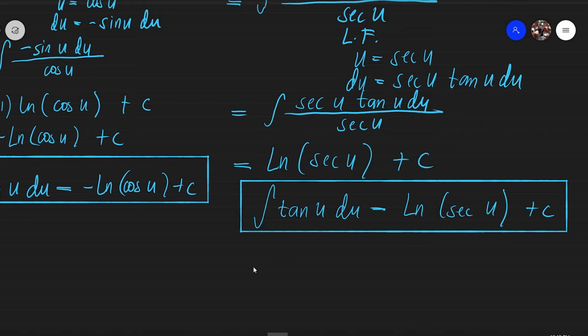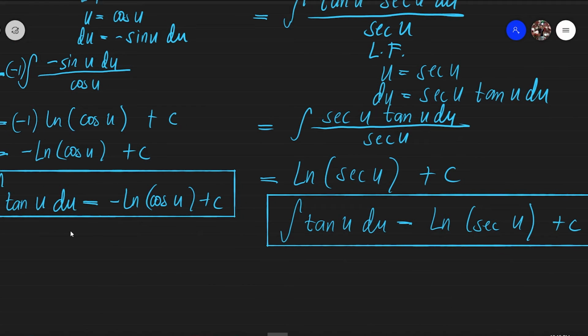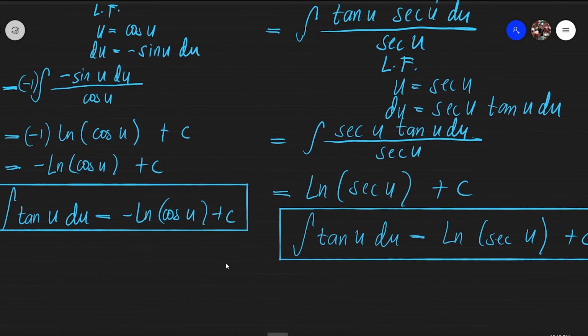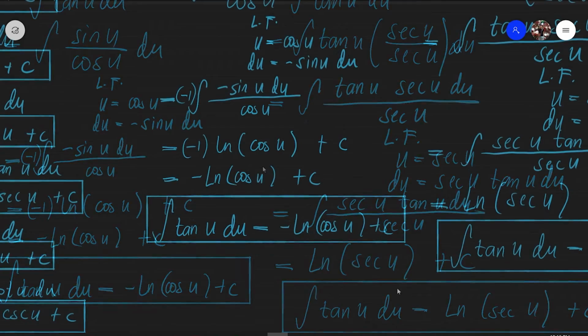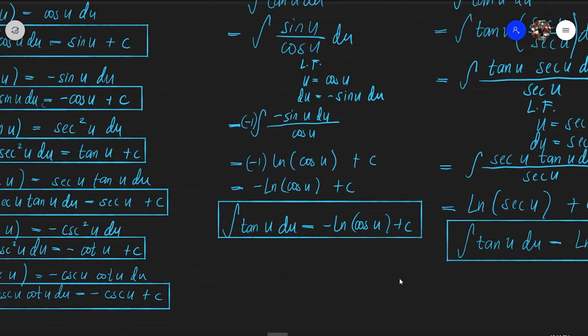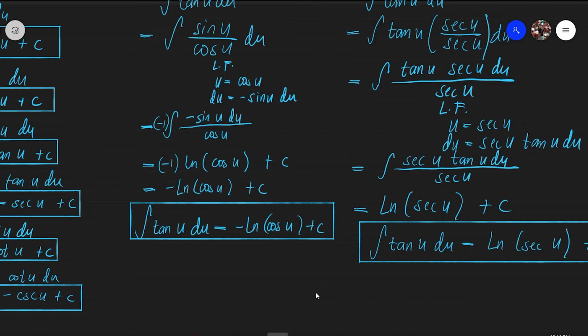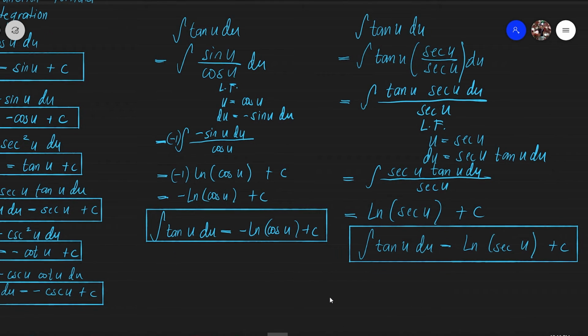So this is another formula for the integral of tangent u du. So there are two possible results, right? The integral of tangent u du could be equal to the negative ln of cosine u plus c, or it could be the positive ln of secant u plus c. So there are two solutions for this function, tangent u du. Okay, so there are 8 so far. So there are already eight formulas you need to memorize. There are 8 formulas so far for the integral of trigonometric functions.